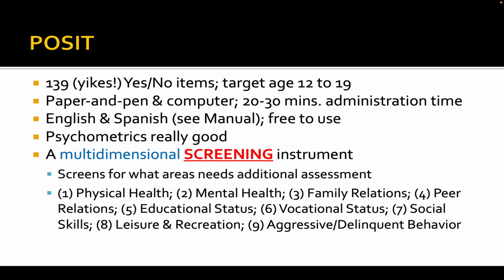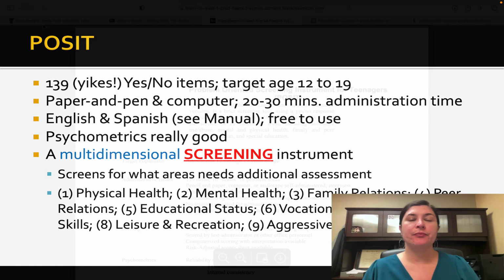They do have versions in both English and Spanish, and there is a manual, and it is free to use. The psychometrics are really good in that it is both valid and reliable. It is a multidimensional screening instrument as it screens for what areas need additional assessment. It screens for physical health, mental health, family relations, peer relations, educational status, vocational status, social skills, leisure and recreation, and aggressive or delinquent behavior.